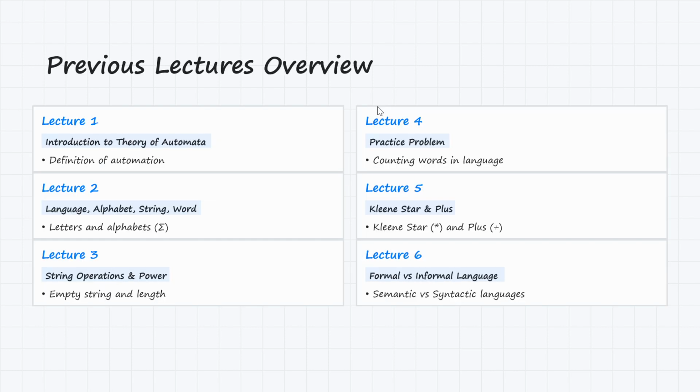In previous lectures, we covered in lecture 1 the introduction to theory of automata, the definition of automation, what automation is and how it works. In lecture 2, we studied language, alphabet, string, words, letters, alphabets, and how they interact. In lecture 3, we covered string operations and power operations, what the empty string and null string are, and how to find the length of a string.